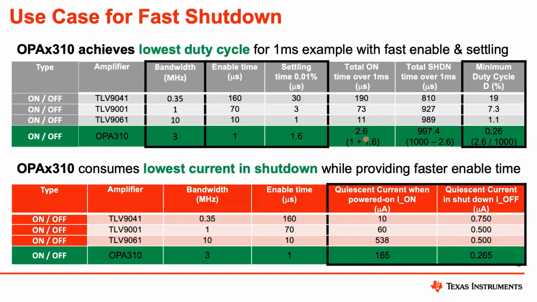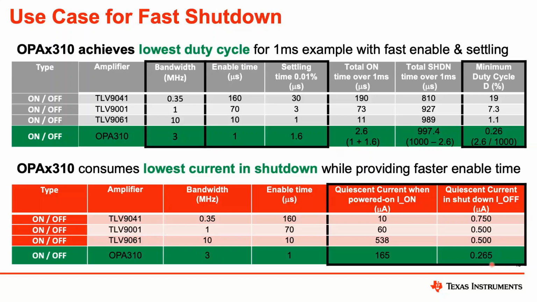As you can see, OPA310 achieves a very low total on time when compared to the rest of the amplifiers with different bandwidths noted down here. And with the lower on time, you can achieve the lower duty cycle over the 1 millisecond time frame we talked about. Next, we want to worry about the power consumption over these on times and off times. We said with the lower duty cycle, the amplifier is going to be off for the majority of the time. So you possibly want to choose an amplifier that has the lowest quiescent current when it is in shutdown.